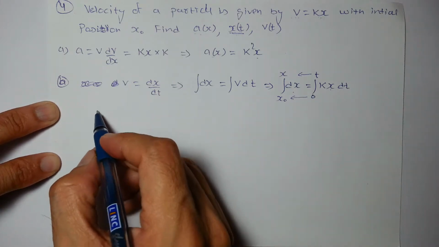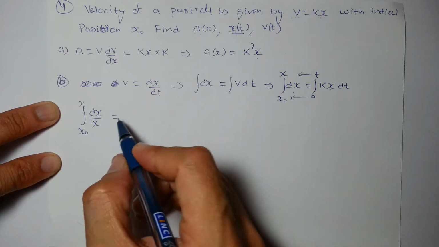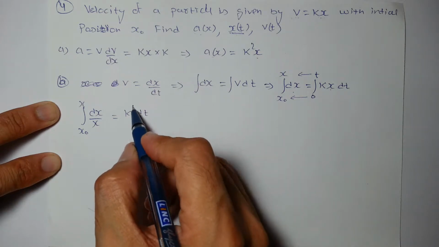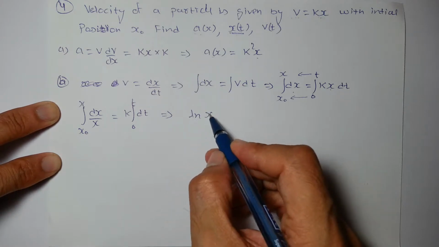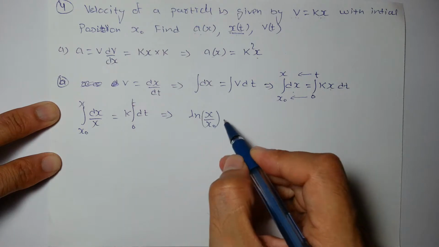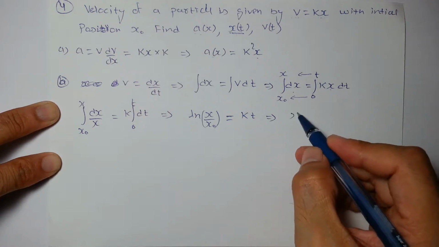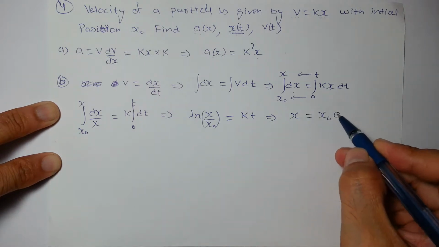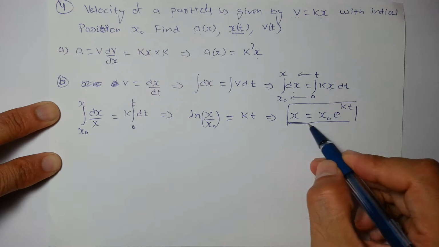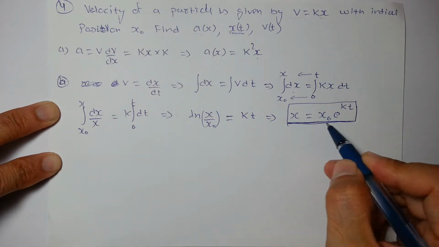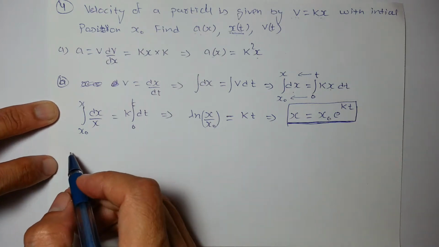So it will be dx by x, integral from x0 to x, is equal to k dt, integral from 0 to t. On solving, we get ln of x by x0 is equal to kt, and we can easily get x as x0 e to the power kt. This is x as a function of time. Again, you should know how to solve exponential and logarithmic functions. You should know how to integrate before coming to this video.